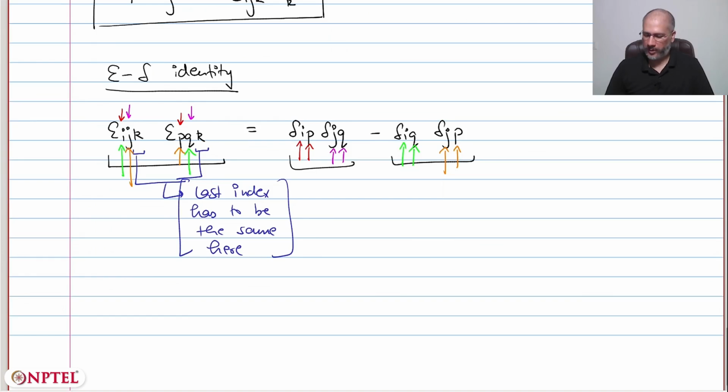It's quite straightforward. I'm sure when you think about it and try to apply it, you should be able to remember it. Right, so this epsilon delta identity is very important. You must remember it. I'll say must remember this.